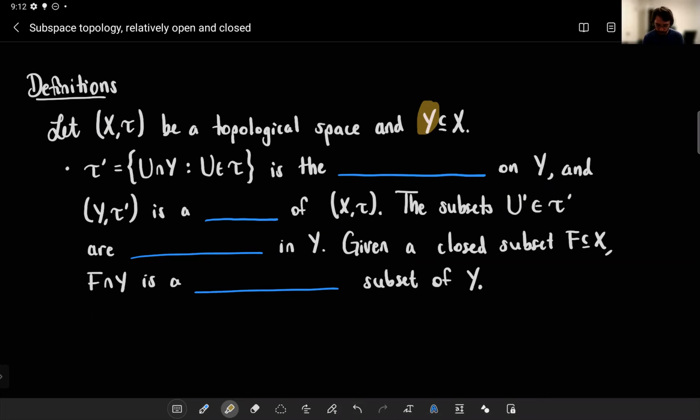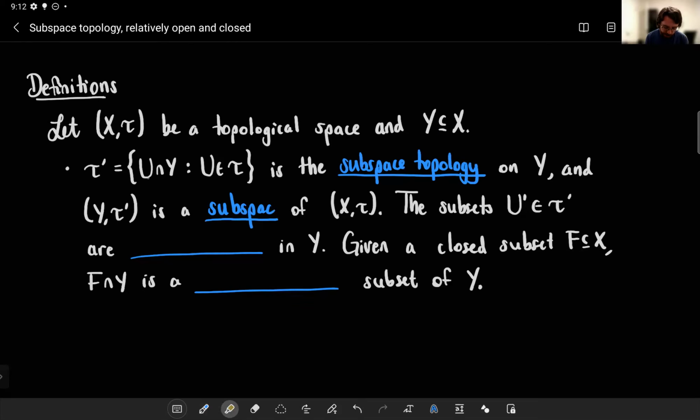And doing so, you'll say you give it the subspace topology. So this set tau prime right here that I've defined is what's called the subspace topology on Y. And so you say that Y is a subspace of X using this topology.